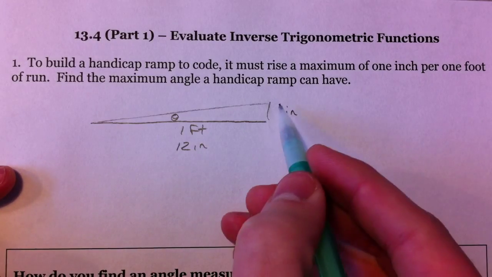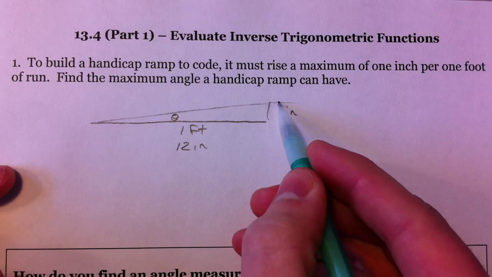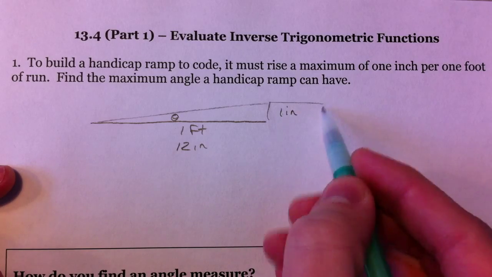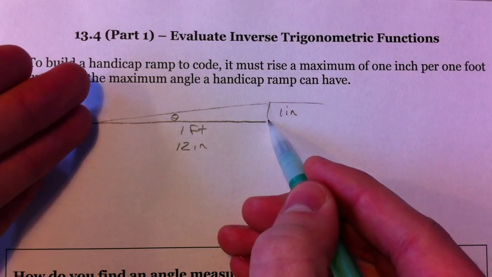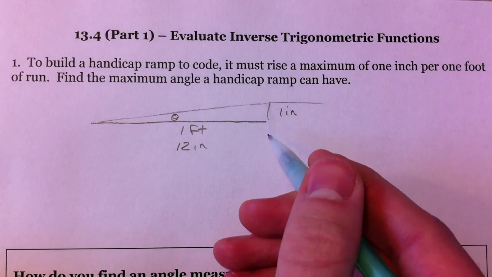And the code also says that you have to have a rest stop, a flat area for every so far that you run, but we won't get into all that.